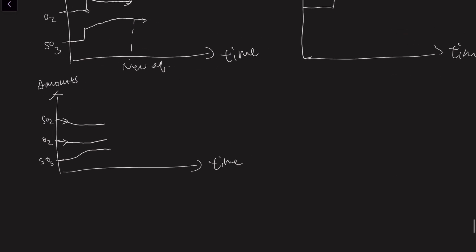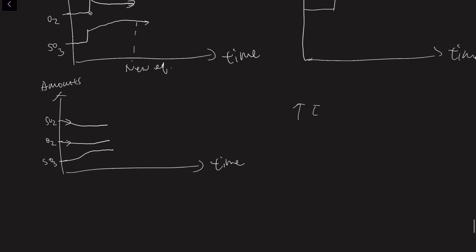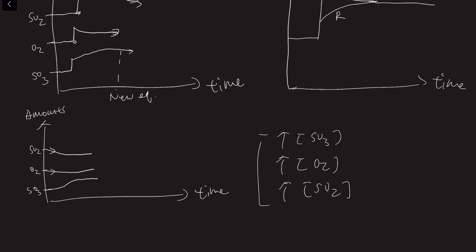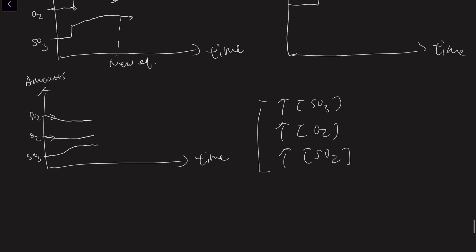So in the end, we have a greater concentration of SO3, greater concentration of O2, greater concentration of SO2. This happens in general when you are decreasing the volume. Because remember, we only partially oppose the change. But the amount of SO3 increases. The amount of both SO2 and O2 would decrease.